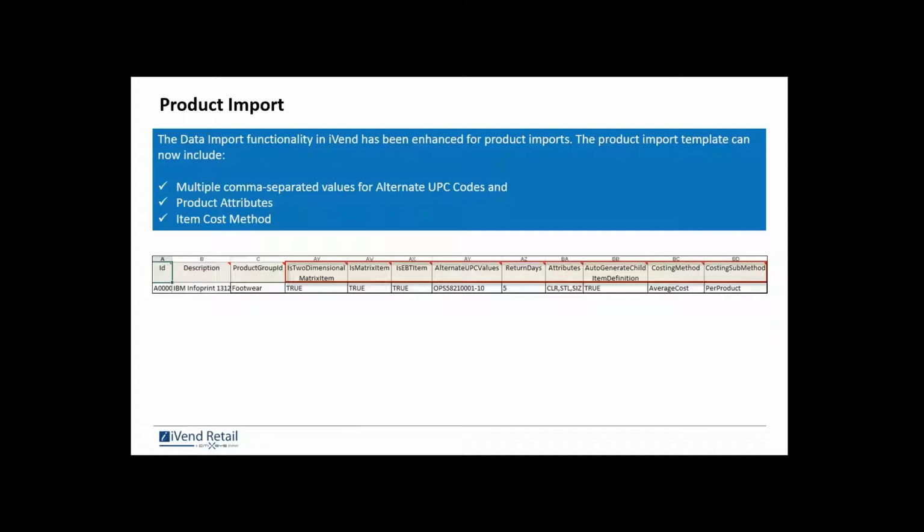First is multi-comma separated values for alternate UPC codes. So when we say alternate UPC codes, at times you have the internally defined UPC codes, but you also want to search a product on point of sale using manufacturer's UPC codes. So this gives us the liberty to search the product in either of the ways. Then we have enhancements related to product attributes and item metrics. This is something that I have dealt with in detail previously. And lastly, we have enhancements related to item cost method. So let's see how we can define each of these fields in our template and what the valid or non-valid values for these fields are.